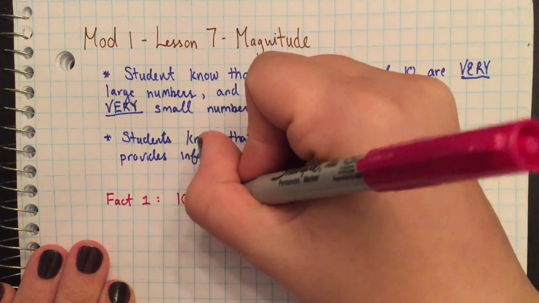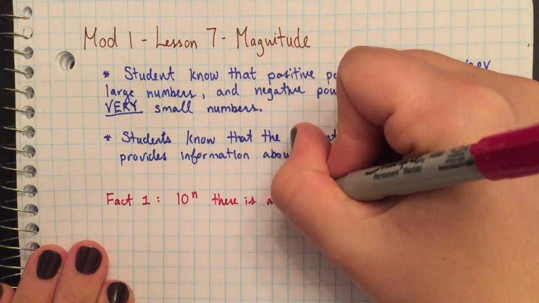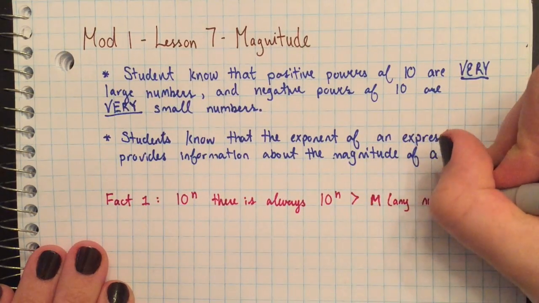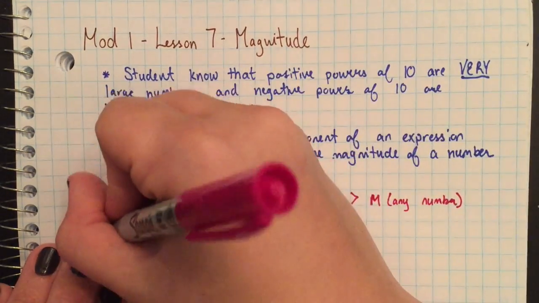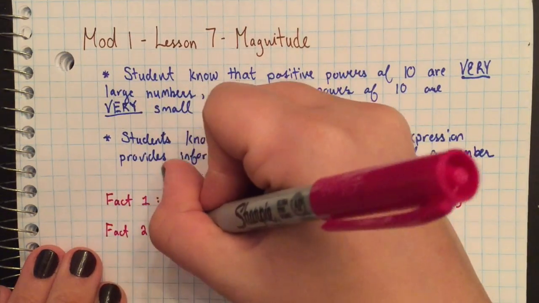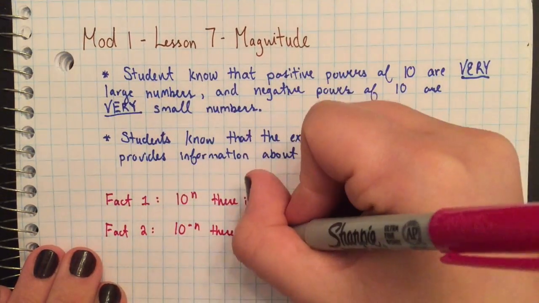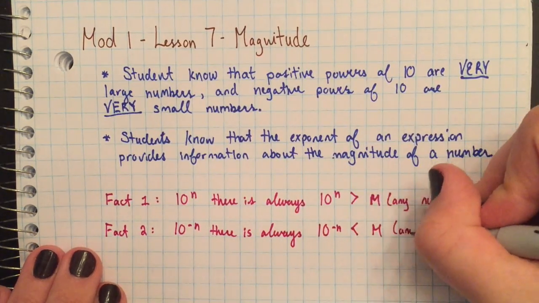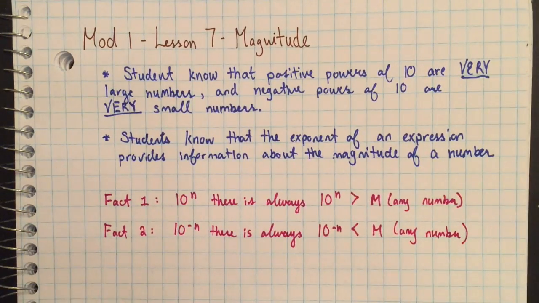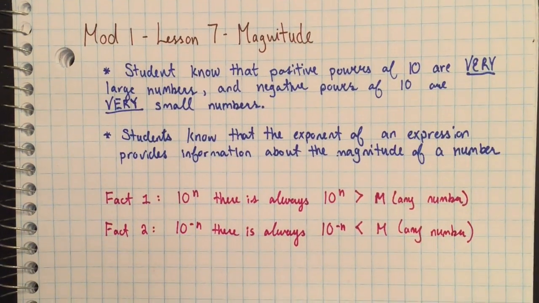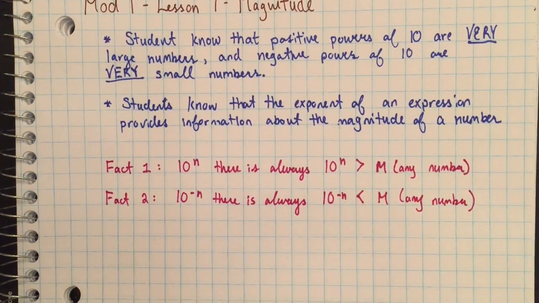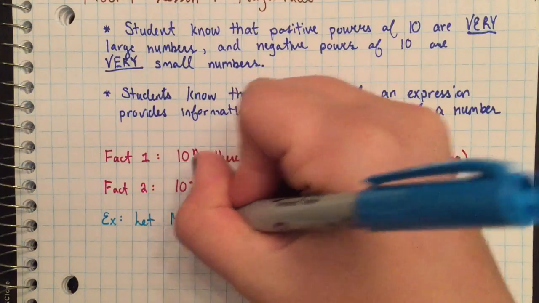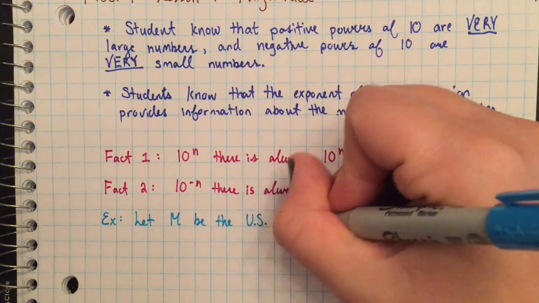So let's look at two facts about magnitude. The first fact says 10 to the nth power. There's always a 10 to the nth that is greater than a number m for any number. The second fact said that there's always a 10 to the negative n that's less than a number m for any number. So given any number in the world, I can find a value 10 to a power that's larger and smaller than that number m.